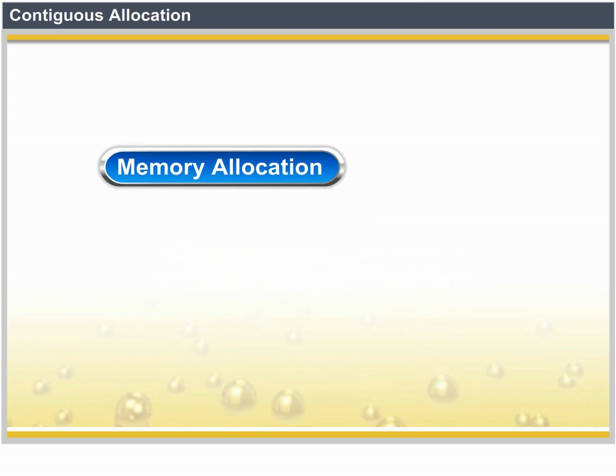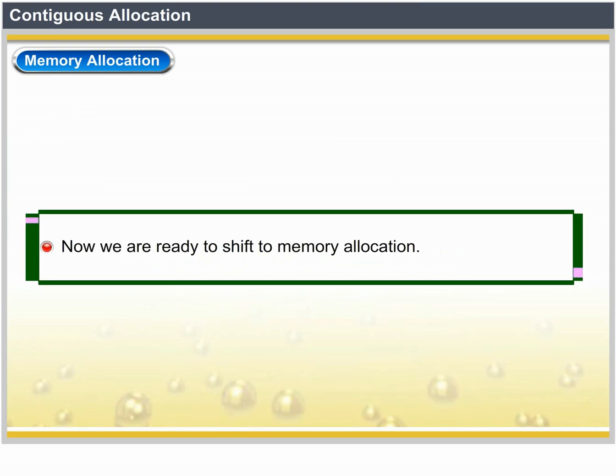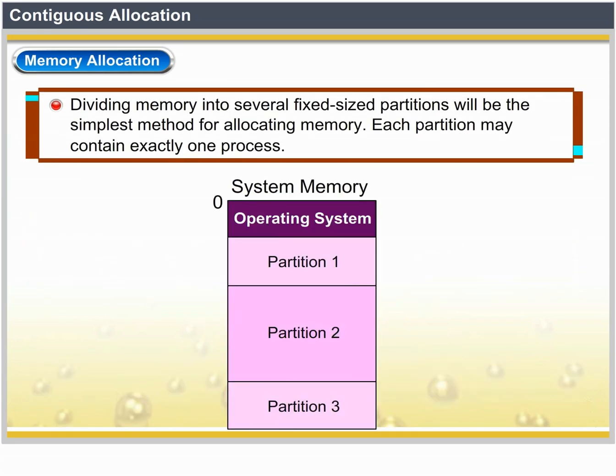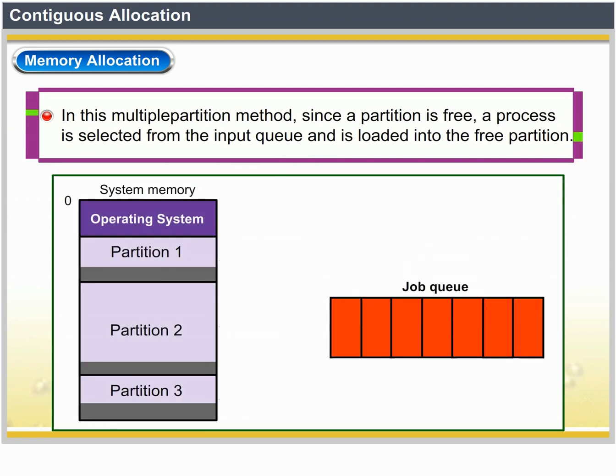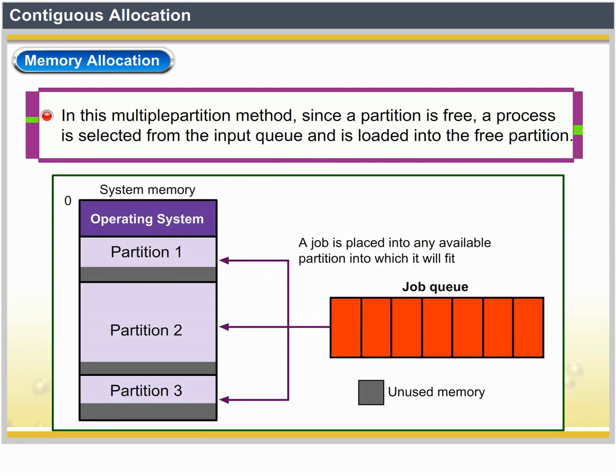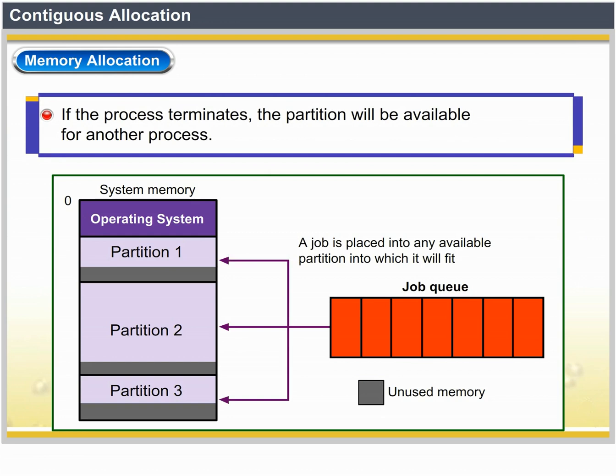Memory allocation. Now we are ready to turn to memory allocation. One of the simplest methods for allocating memory is to divide memory into several fixed-sized partitions. Each partition may contain exactly one process. Thus, the degree of multiprogramming is bound by the number of partitions. In this multiple partition method, when a partition is free, a process is selected from the input queue and is loaded into the free partition. When the process terminates, the partition becomes available for another process.